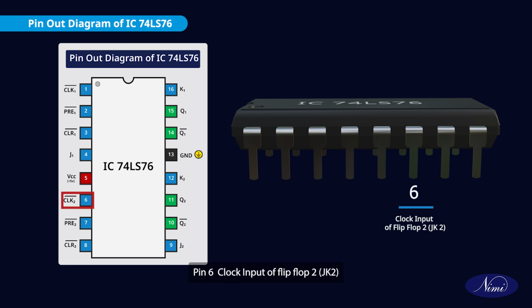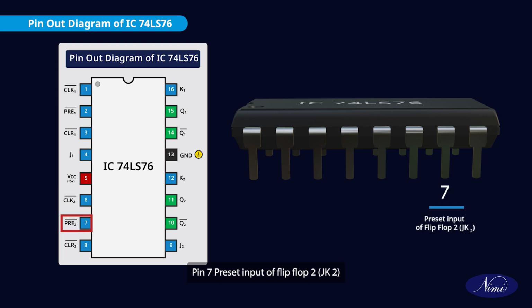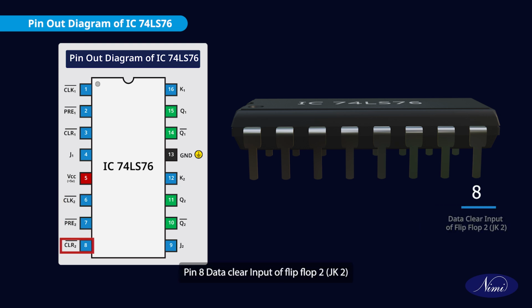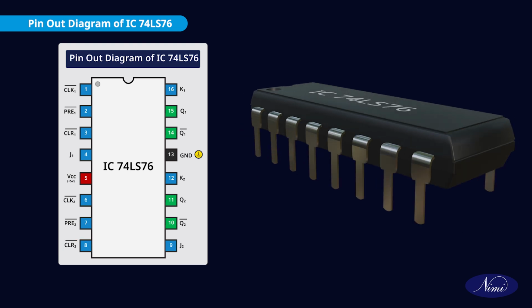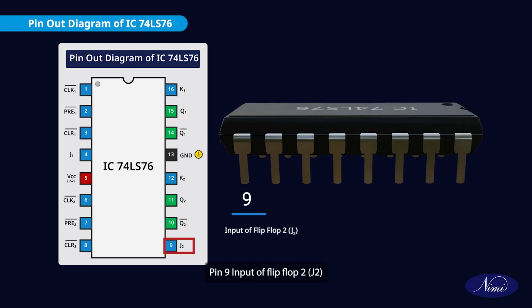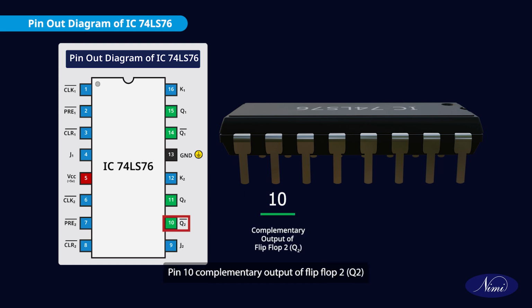Pin 6, clock input of flip-flop 2 JK2. Pin 7, preset input of flip-flop 2 JK2. Pin 8, data clear input of flip-flop 2 JK2. Pin 9, input of flip-flop 2 J2. Pin 10, complementary output of flip-flop 2 Q2.